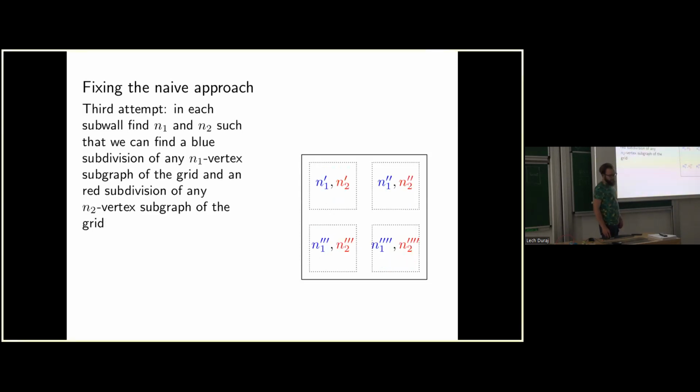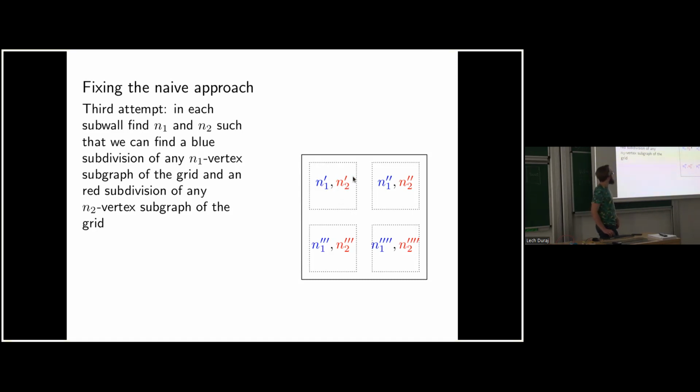So now we can try something very ambitious and say that maybe we can do that. We can find, for each subwall, some parameters n1 and n2, which have a total large sum, and have this property that whenever you want to obtain any subgraph of a grid of size n1, you can get it. And whenever you want to obtain a red subgraph of a wall of size n2, you can get it.